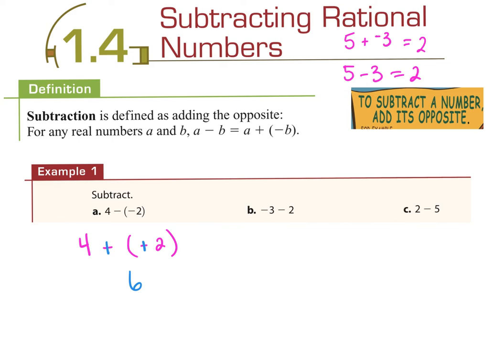All right, let's look at the next one. We have negative 3 minus 2. I am going to change this guy to adding the opposite. So adding, and what does this 2 become? Not a positive 2, but a negative 2. All right?